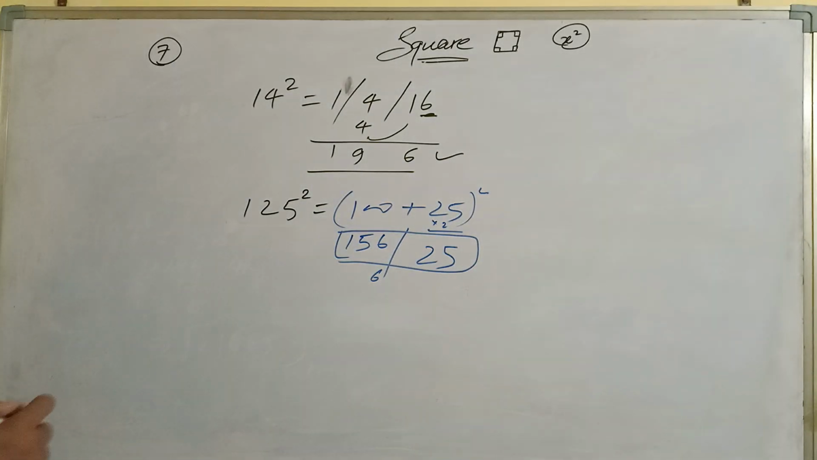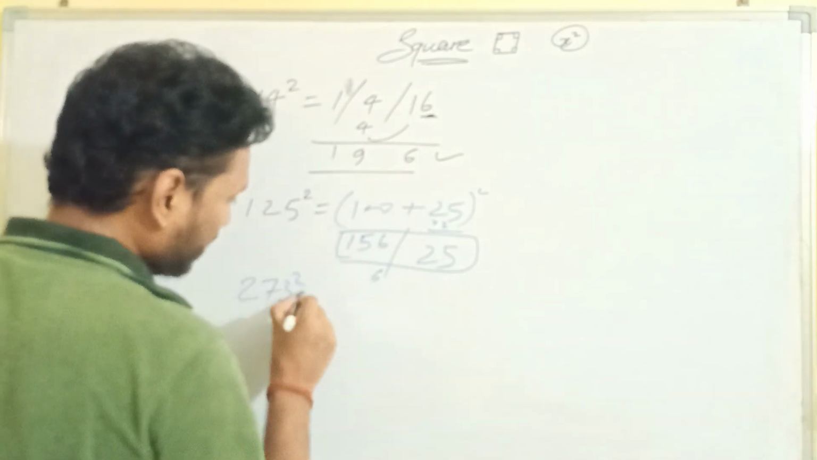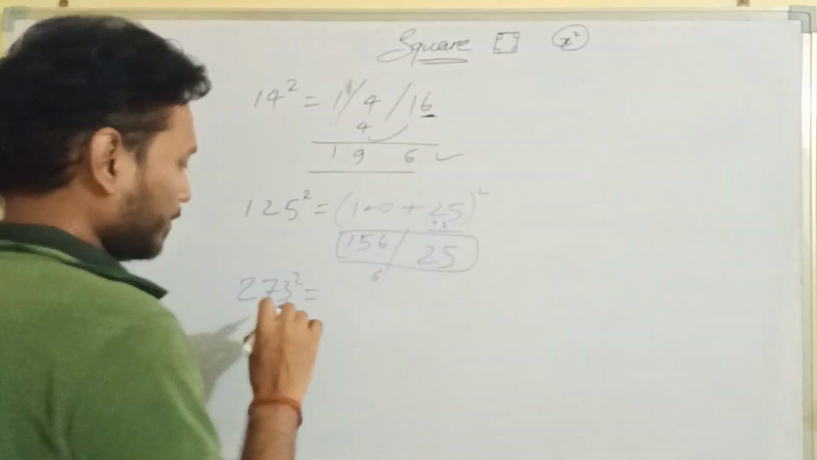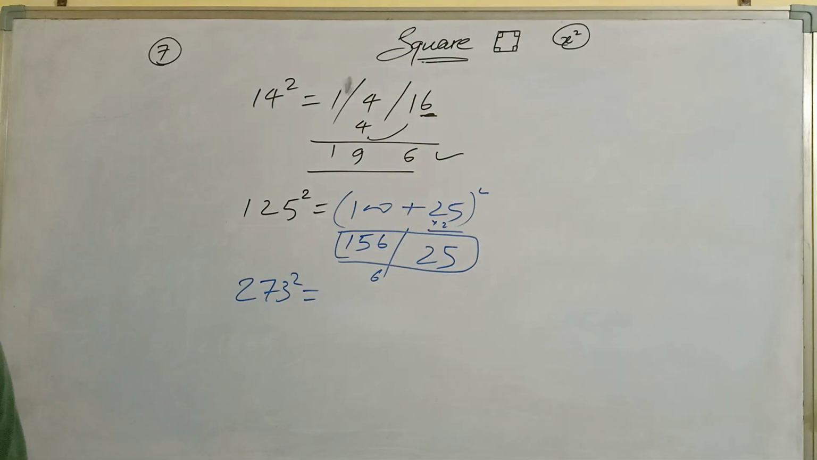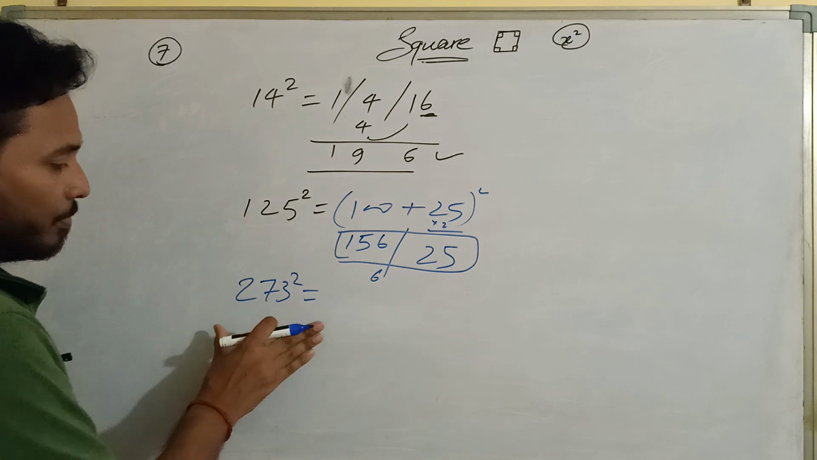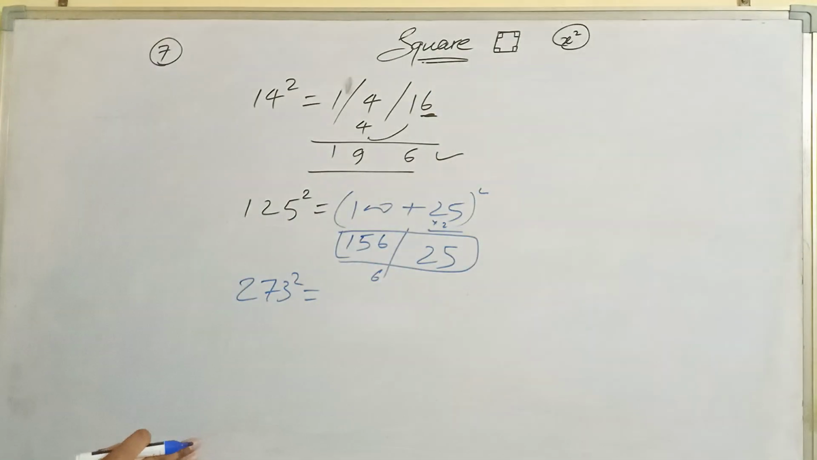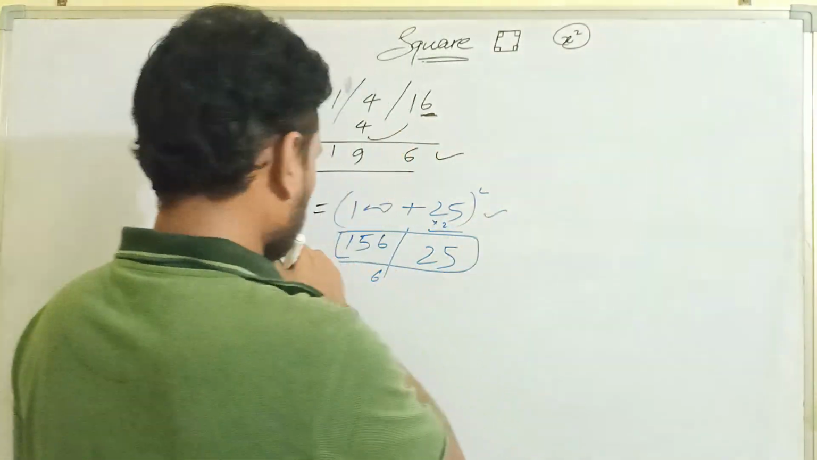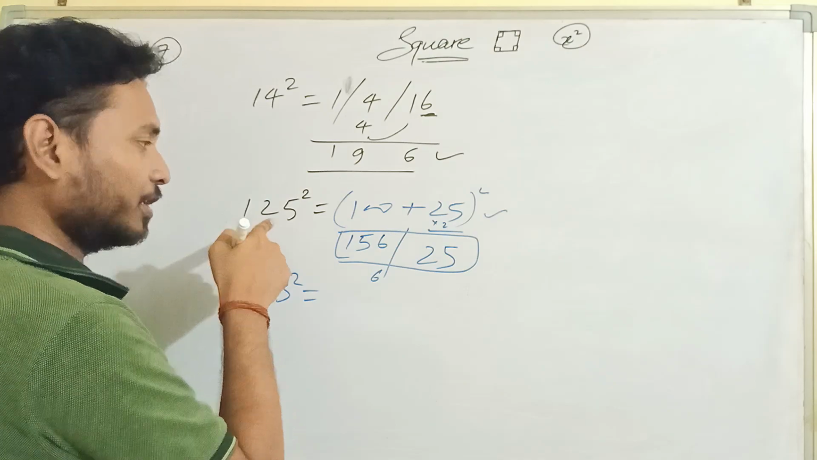Now, what is the square of 273? Clear? We can write this number in many ways. Which number is more important? First, we should analyze. Now, we are trying to solve this with a new method.